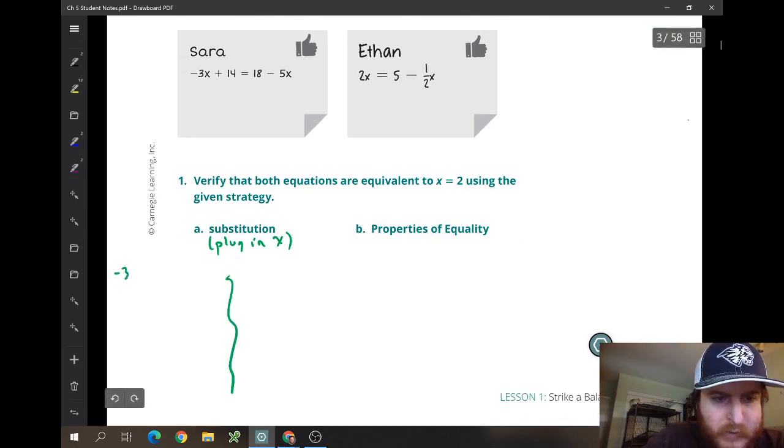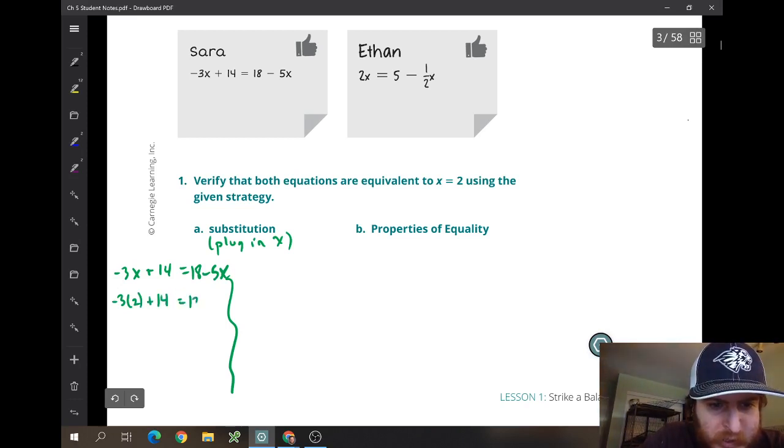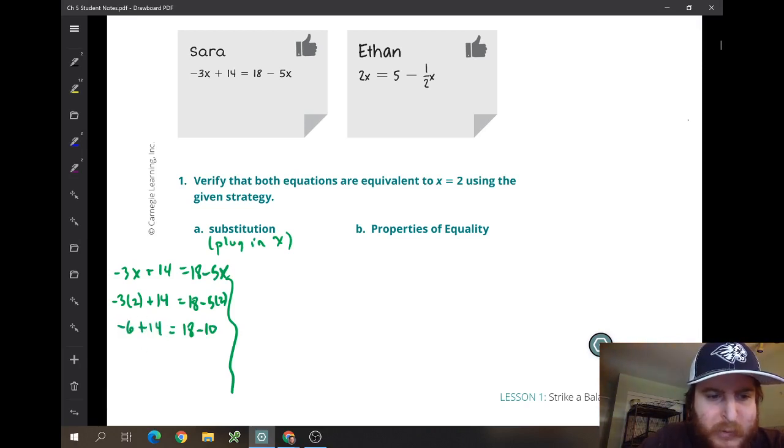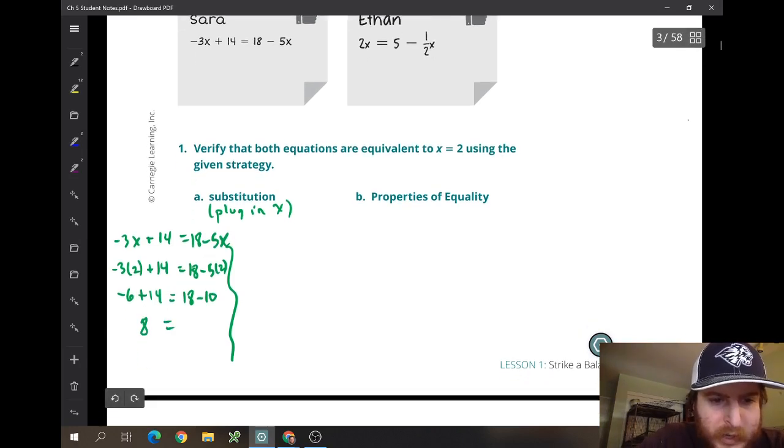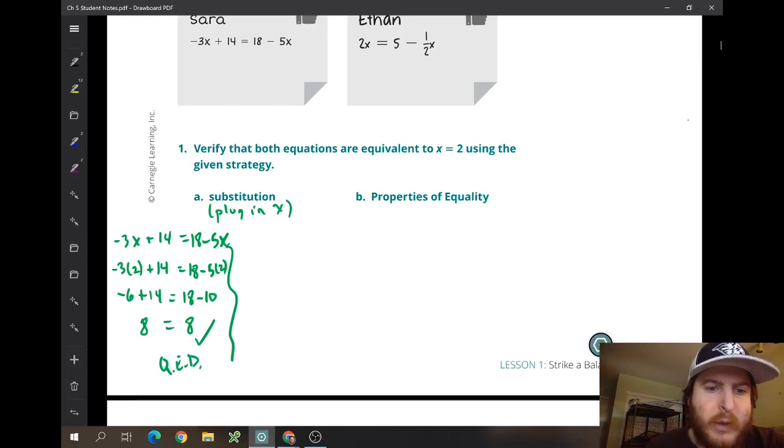So Sarah's equation was negative 3x plus 14 equals 18 minus 5x. The substitution method means that anywhere we see an x, we're going to put in a 2. I like to put it in parentheses. So negative 3 times 2 plus 14 equals 18 minus 5 times 2. Negative 3 times 2 is negative 6 plus 14 equals 18 minus 10. If you have negative 6 plus 14, you can always read that backwards like 14 minus 6. So 14 minus 6 is 8, and then 18 minus 10 is 8. I'm going to put a little check mark. We verified that. If you want to, you can write QED. That's a Latin term which basically means that we proved it.